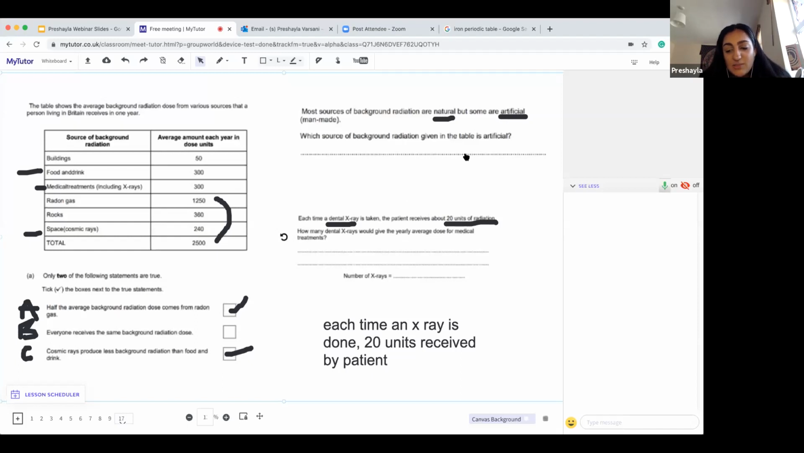Okay, so it should just be a simple division, just doing 300, which is the total, divided by 20, which is the amount per X-ray. So when we do 300 divided by 20, we should be getting 15. So you should be getting 15 as the number of X-rays, and well done if you got that.